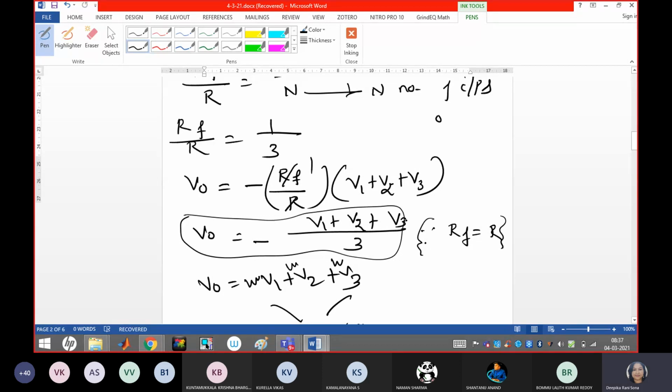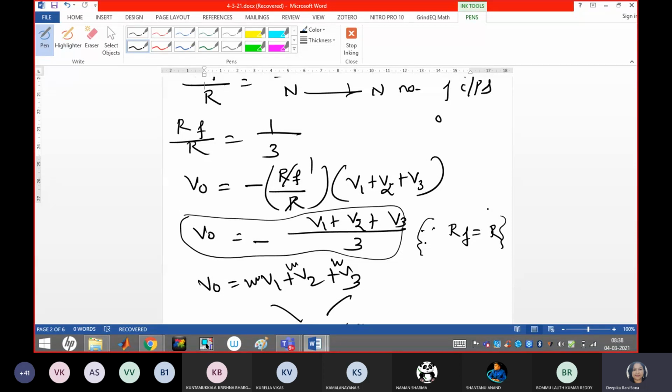Suppose it is not only 3, it is up to V5. How do you write the equation? Rf by R equals 1 by 5. How do you get that 1 by 5? By which formula? Rf by R equals 1 by n. That is the original concept.